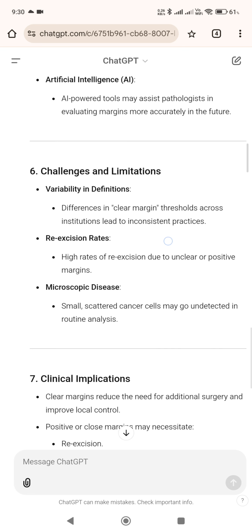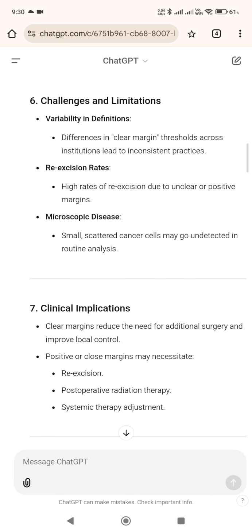6. Challenges and limitations. Variability in definitions. Differences in clear margin thresholds across institutions lead to inconsistent practices. Re-excision rates. High rates of re-excision due to unclear or positive margins. Microscopic disease. Small, scattered cancer cells may go undetected in routine analysis.